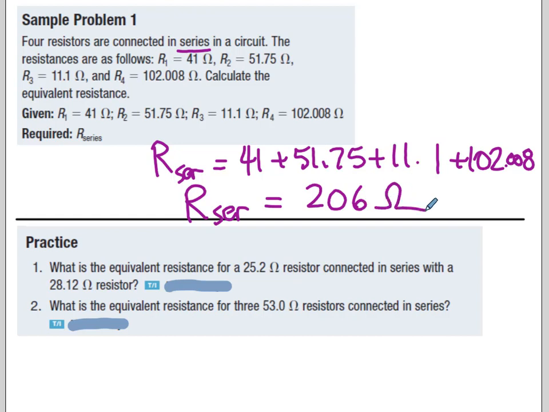Okay, so if you want to pause it and just try the next two, they're pretty quick. What is the equivalent resistance for a 25 ohm resistor connected in series with a 28 ohm resistor? We add the two together, you get your 53. What is the equivalent resistance for 3 53 ohm resistors connected in series? Just add up all 3, should be 159-ish. There we are. Okay, so series is pretty straightforward.